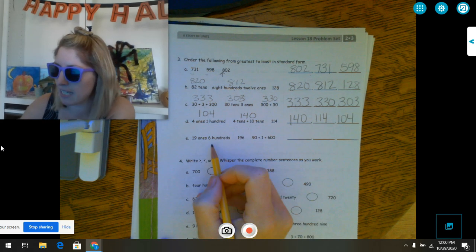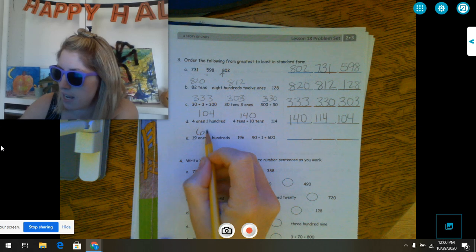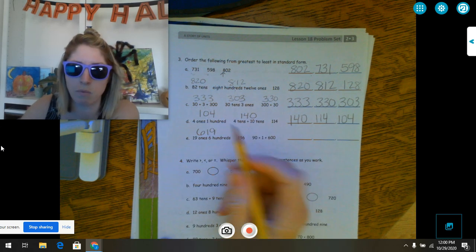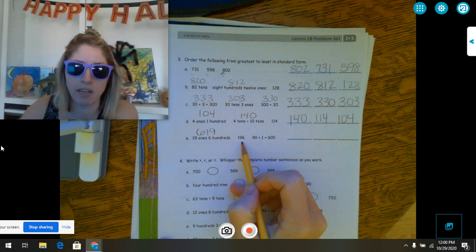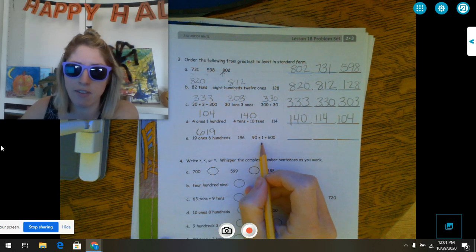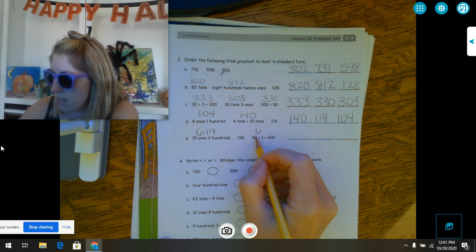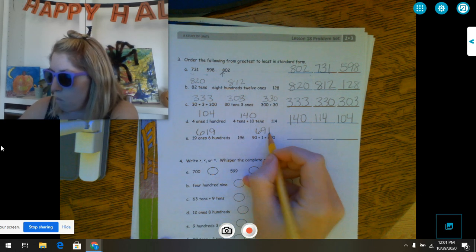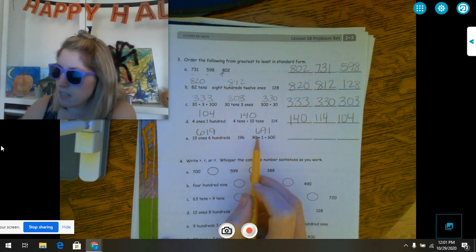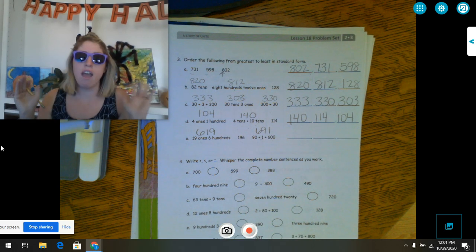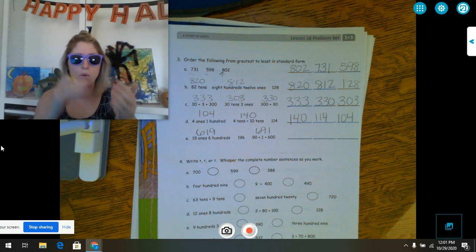19 ones, 600s. We have 600s, 19 ones, which is the same as a 10 and 9 ones. 196 is already in standard form for us. This one, we have a 90 plus 1 plus 600s. We have 600s, 9 tens, 1 one. So 619, 196, 691. They all have a 6 and a 9 and a 1, just in different orders.